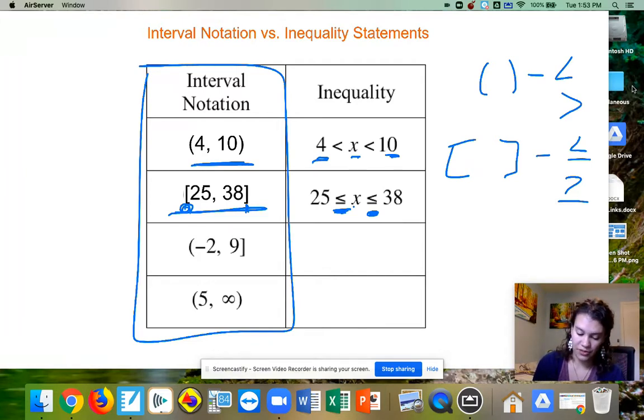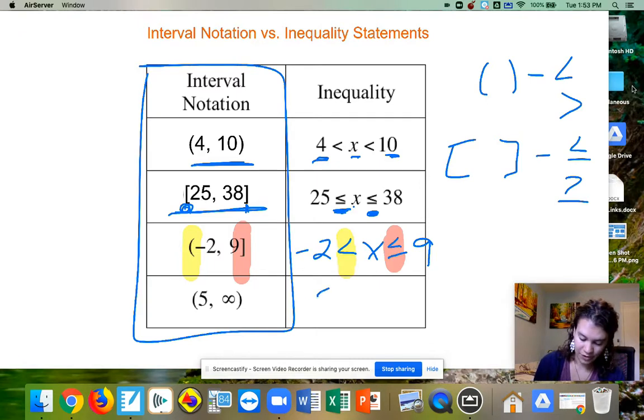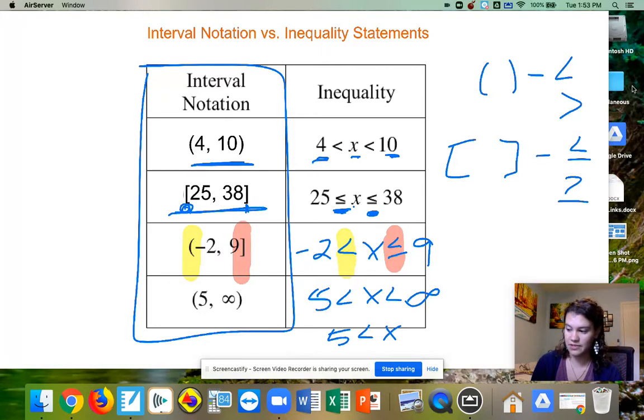Okay, so if we're going to write these, we have negative 2 is less than x is less than or equal to 9. Again, this matches up with this. There's no equal to, and the bracket right here matches with the equal to sign there. All right, so the next one, you'd have 5 is less than x is less than infinity. Or you could also write this as 5 is less than x, because x obviously can keep going on to infinity.